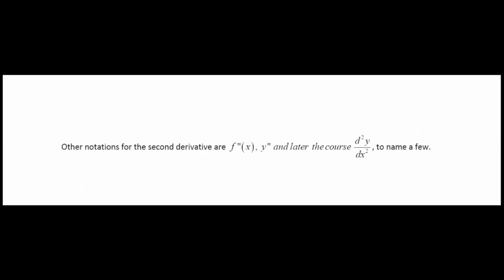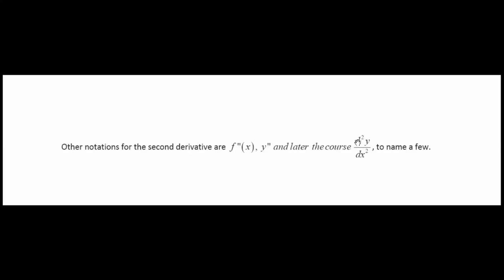Other notations for the second derivative are, depending on how the function is given to you, if it's given to you as f of x, then the second derivative is f double prime of x. If it's given to you as y, then it's y double prime. And we said earlier, we haven't used it a lot at this point, but another notation for the first derivative is dy dx. And so a notation we'll be using for the second derivative is d squared y over dx squared. Yes, that's d squared y over dx squared.